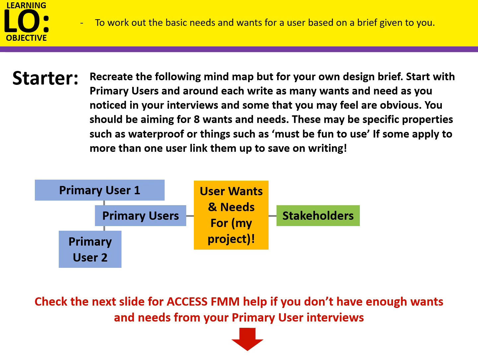You can put more onto this table if you like, and at some point we can narrow those down to the most important ones. They may be specific properties such as waterproofing, or kind of wider things like it must be fun to use. So if it applies to more than one user, obviously link them up to save on writing. So on the next slide, I'm just going to show you some ACCESS FM if you haven't got enough wants and needs from your primary user interviews and you need to come up with a few things.